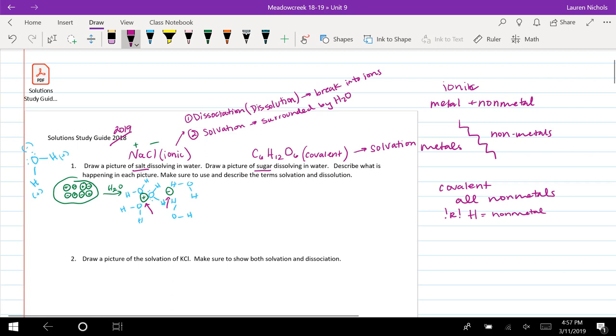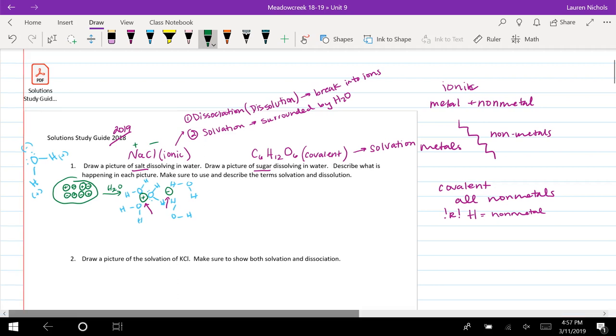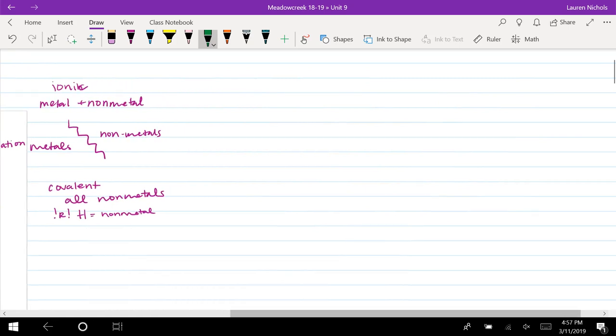Now, sugar is a little bit different. Sugar, C6H12O6, actually looks like this. Let's see if I can draw it over here on the side. Sugar has an oxygen, attached carbon, carbon, carbon. How many carbons? Oh, bad drawing.